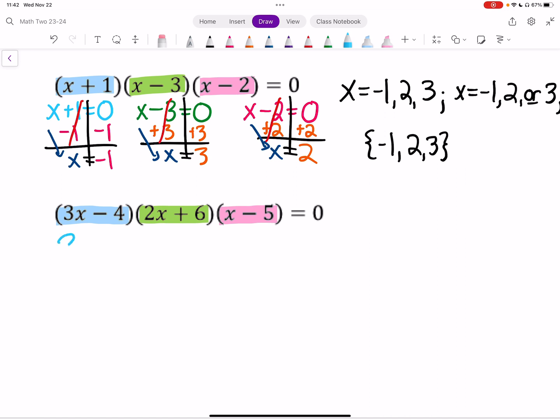Okay, each equation should look like this. 3x take away 4 equals 0. 2x add 6 equals 0. And then finally, x take away 5 equals 0. I'd like you to now spend a couple minutes solving each of these equations.